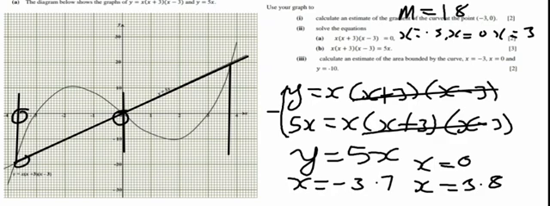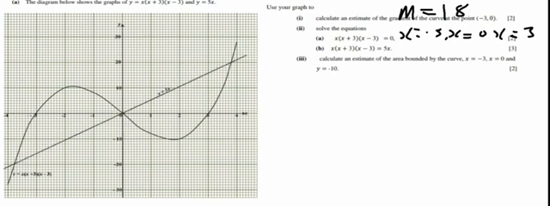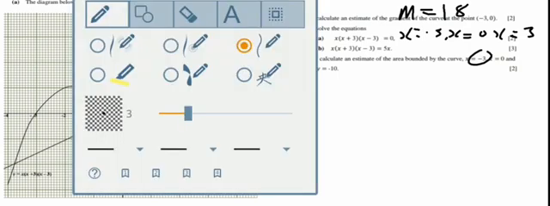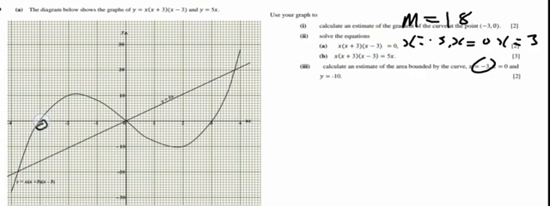So let's see the last one, which is Roman numeral number 3, which is saying calculate an estimate of the area bounded by the curve x is equal to negative 3, x is equal to 0, and y is equal to negative 10. So on this part here we have negative 3, where we are having negative 3, it is at point here. Then we also have x is equal to 0, so it is this point here. And y is equal to negative 10, which is this point here.